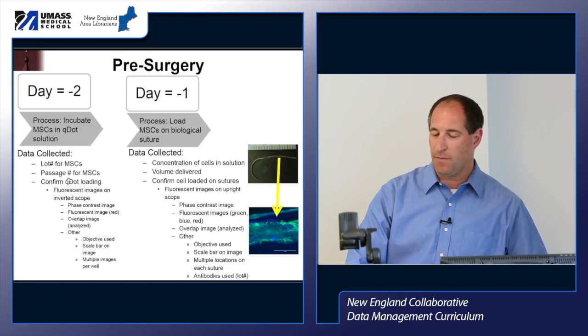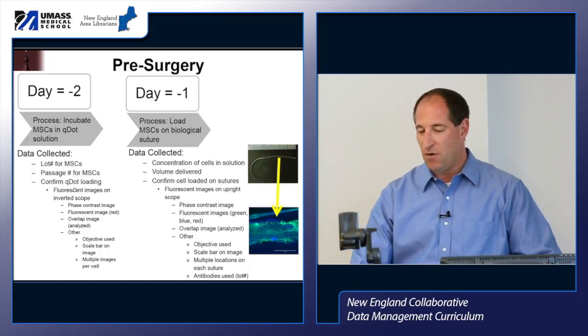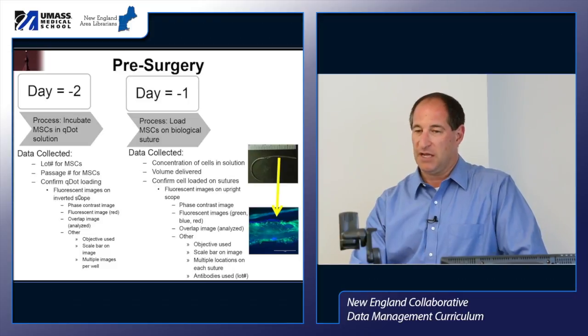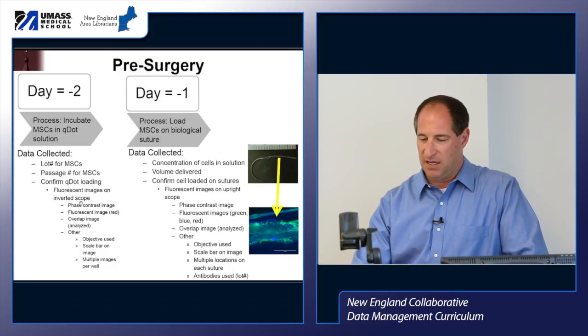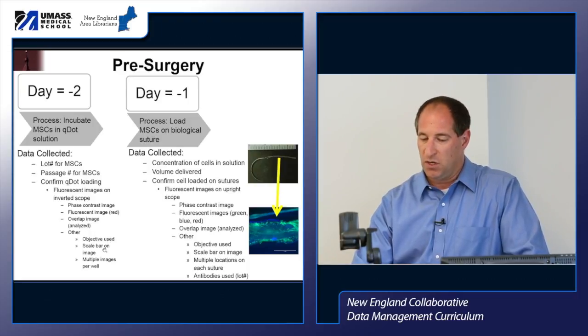And then we want to take a picture to confirm that the quantum dots have actually been taken up by the cells. When we take that, we have to take fluorescent images, and so we need to keep track of things like, was it a phase contrast image, was it a fluorescent image? If we're going to overlap two different types of images, we need to keep track of those images. The objective we used, we want to put a scale bar on the image, and if we've taken multiple images in the same well that we have the cells in.